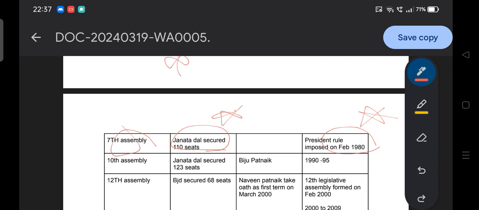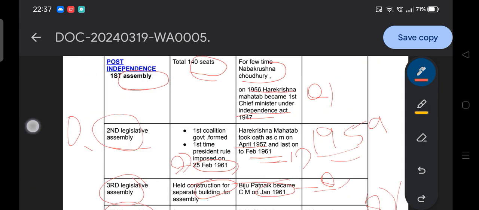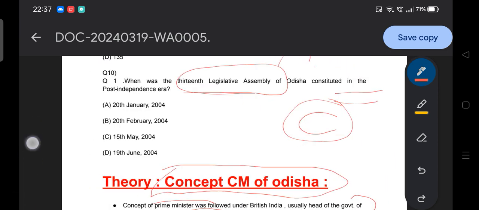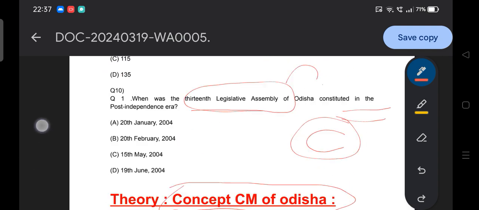Okay, hope you understand. Then moving to the 10th legislative assembly. In the 10th legislative assembly, Janata Dal secured 123 seats, as they already asked in your previous year question. Let me show you. How many seats were won by Janata Dal in the 10th legislative assembly election in Odisha? So it is 123 seats. Now they can ask: under which legislative assembly did Janata Dal win 123 seats? That is the 10th legislative assembly. Don't you think questions come in this way?